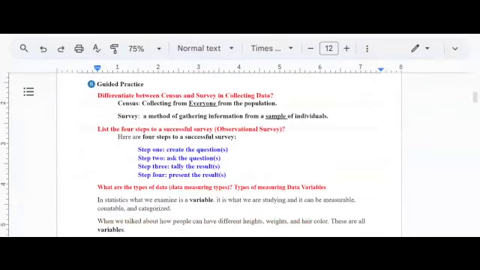Census. What's the difference between census and survey in collecting data? Census is collecting from everyone in the population. The survey is a method of gathering information from a sample of individuals. Okay. List 4 steps to a successful survey. How can I have a successful survey? Yes, there are 4 steps to a successful survey. What are the 4 steps? The first step, create the questions. Ask the questions. Tally the results. Exactly. Those are the successful ways.